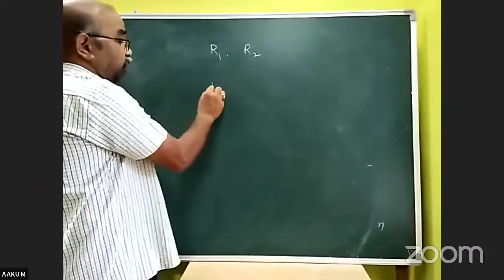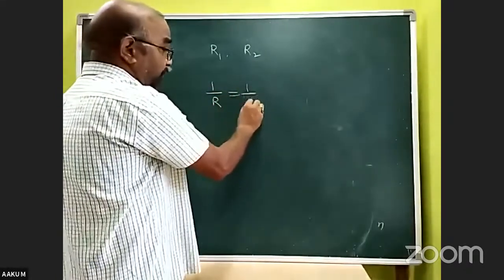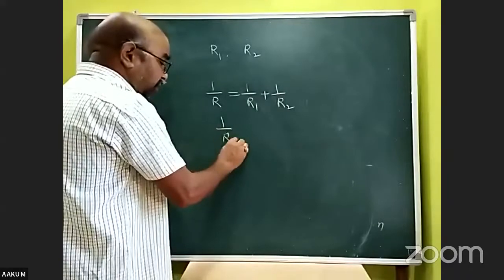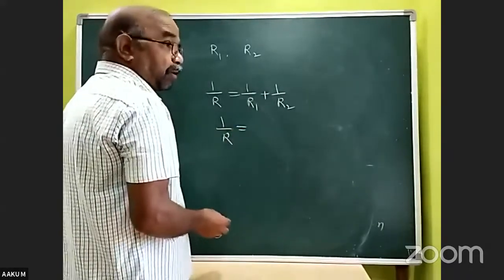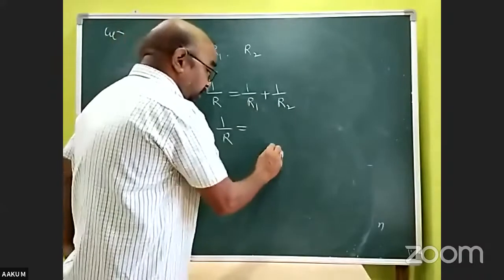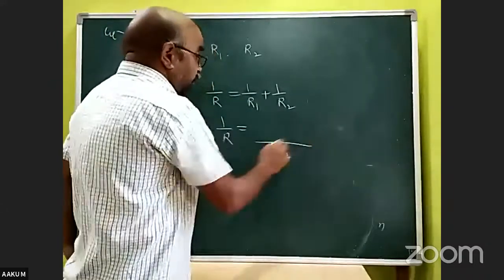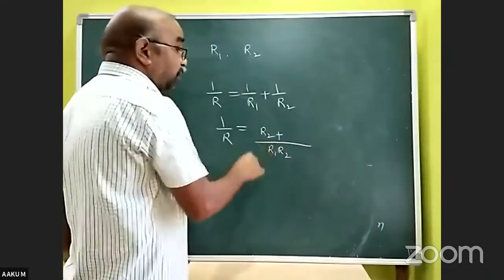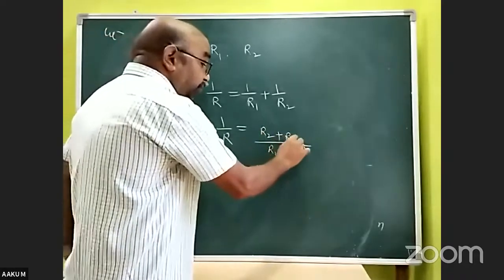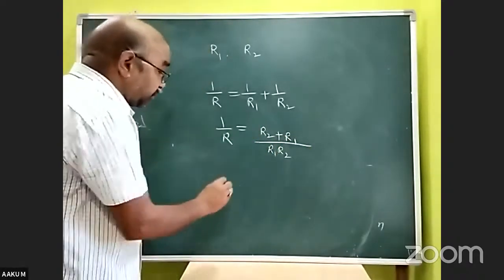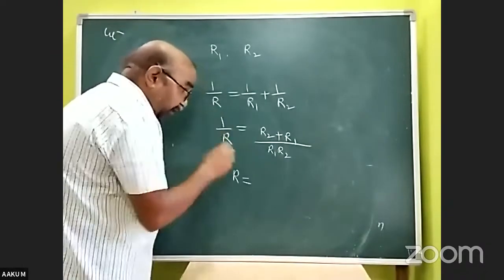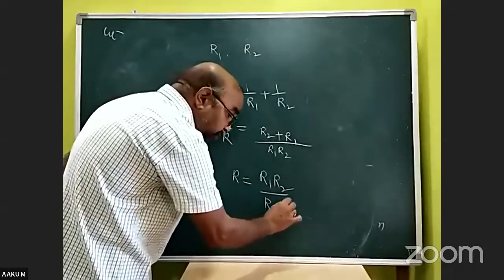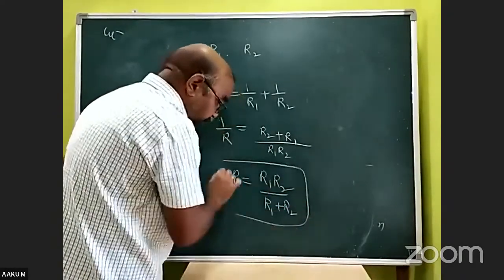We know that 1 by R is equal to 1 by R1 plus 1 by R2. So 1 by R is equal, right? Here the LCM is R1 R2. In R1 R2, R1 goes R2 times plus R2 goes R1 times. So the resultant is R is equal to R1 R2 by R1 plus R2. A simple formula.